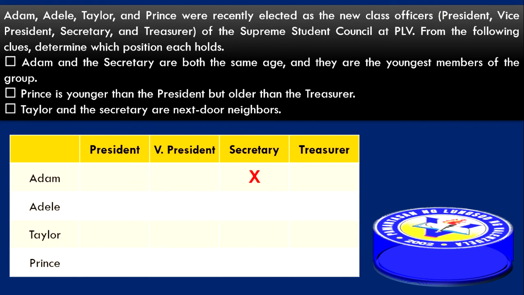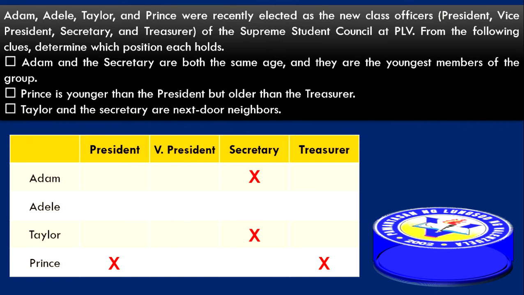And then with Prince is younger than the president but older than the treasurer. So again, different people. So we can cross out for Prince, the president, and the treasurer. And then Taylor and the secretary are next door neighbors. So we can cross out the secretary position for Taylor.